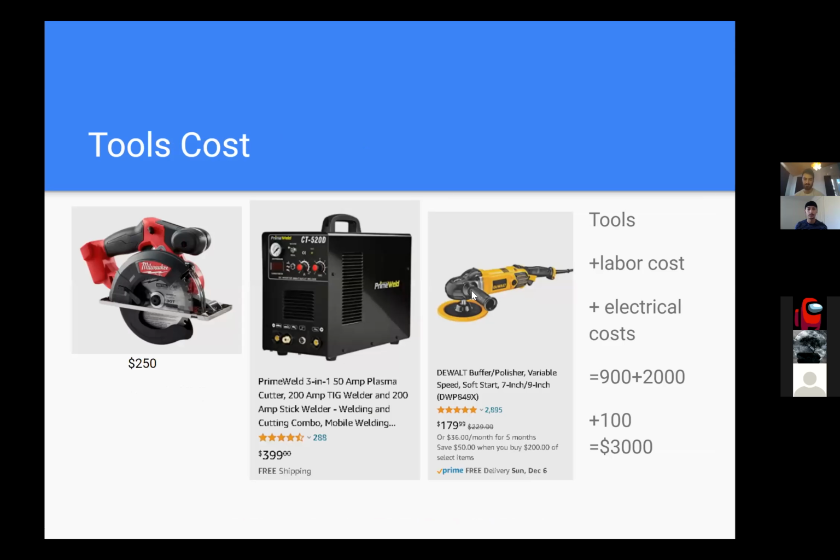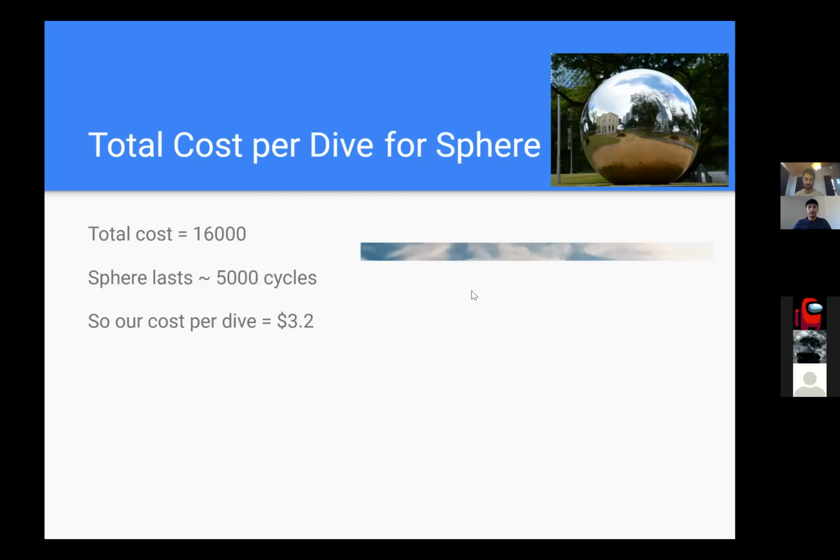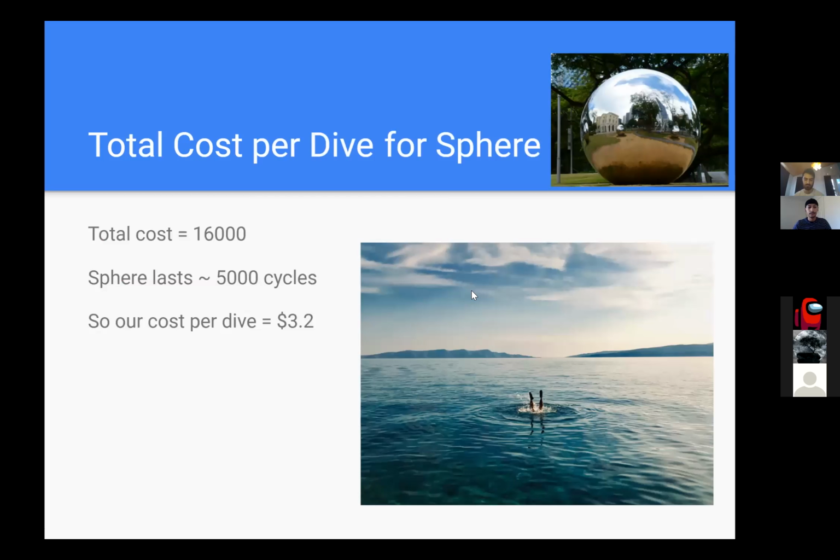And these are the costs of the tools that we need to use: the saws for cutting, the plasma welder for joining the two halves together, and then the buffer for the finishing. So overall, our total cost came up to around 16,000. And after some research, we found that the sphere needs to last around 5,000 cycles. So that gives us $3.2 per dive for the sphere capsule.